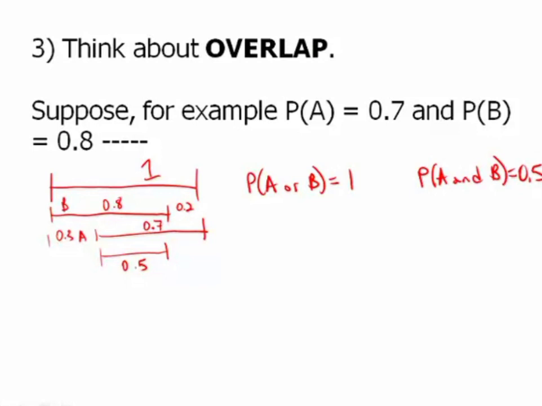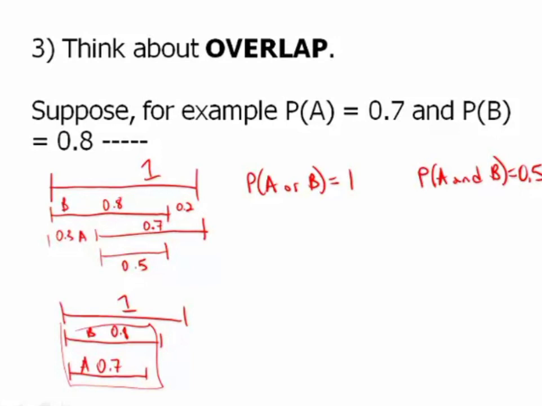What if we try to make the overlap a maximum? Then we'll push everything to the same side. Here's our 1, and here's our B. We'll push it to the left side. That's our 0.8. And we'll push A to the left side also. First of all, the OR region is just the probability of B now, because A is inside B. So that's the probability of A or B. And the probability of A and B is now the size of A, because everywhere A is, B is also. So that's 0.7.